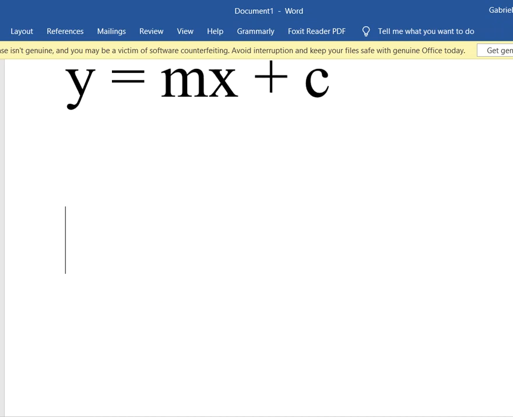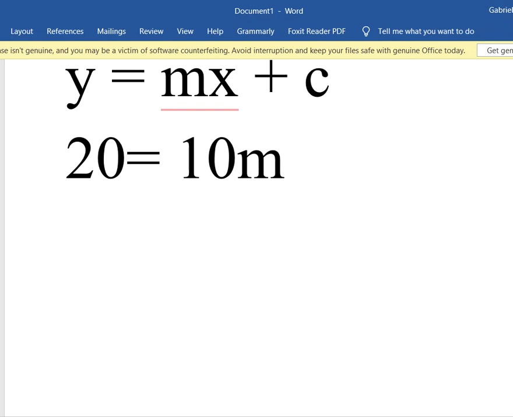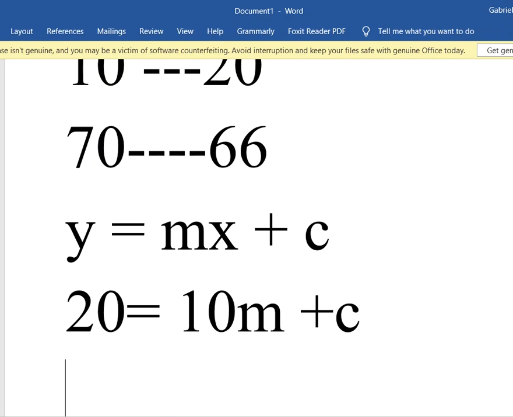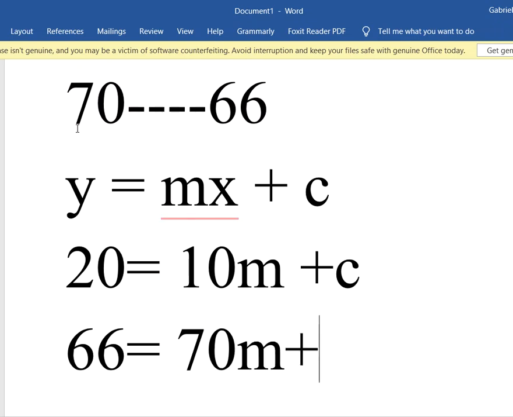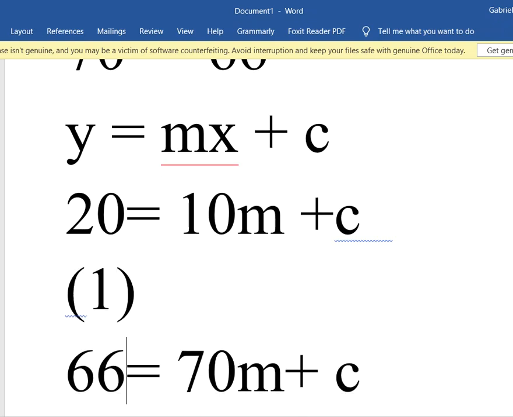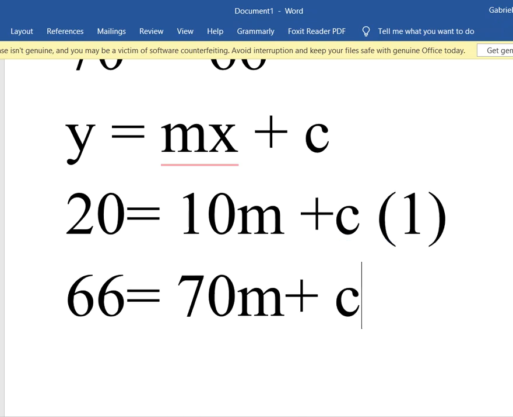The first equation, we're going to have say 20 is equal to 10m plus c. The second will be, what is it? 66. 66 is equal to 70m plus c. This will be equation 1. Oh, sorry, this will be equation 2.